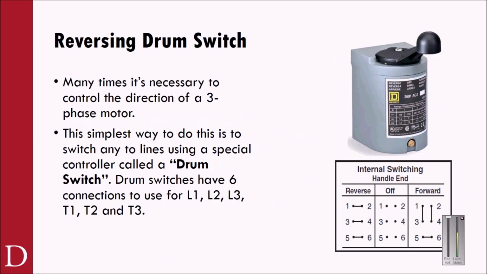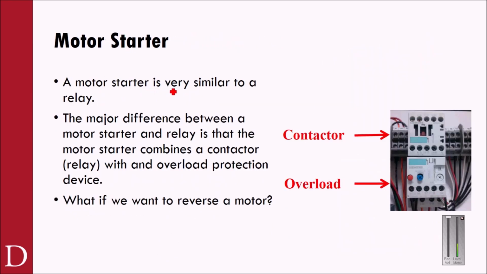All right, so when we're controlling motors, there's a number of different things that we want to use. The first one that we've worked with in the lab was the motor starter. A motor starter is basically just a relay is all it really is. The difference between the motor starter and a relay is that we have the relay portion, or the contactor, but then we also have this overload protection down here.